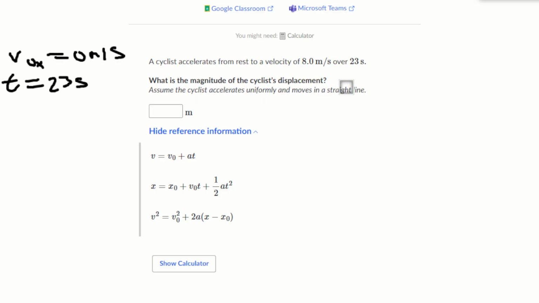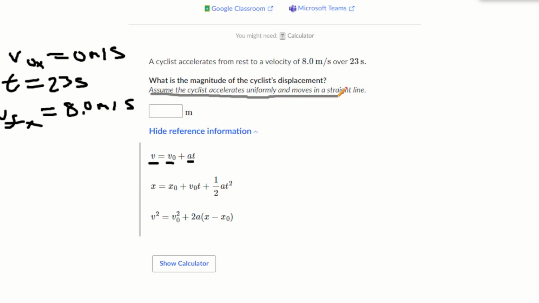And the v final in the x is equal to 8.0 meters per second. So now that we have our three variables, we can see something I almost overlooked. It says, assume the cyclist accelerates uniformly and moves in a straight line. Knowing that the cyclist accelerates uniformly, we can use acceleration equal to delta v over delta t.